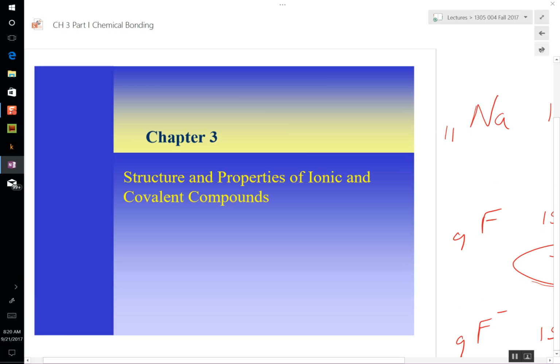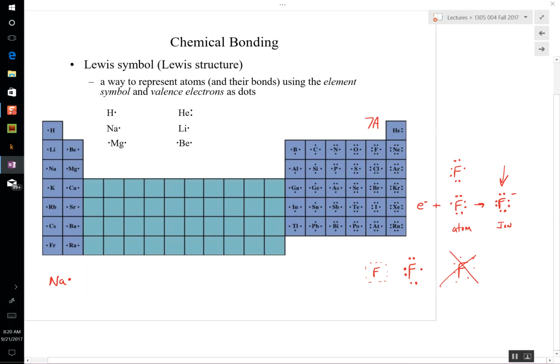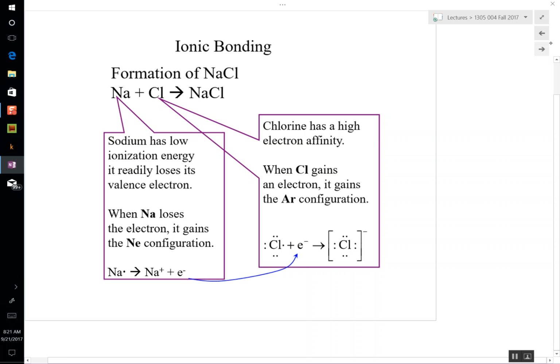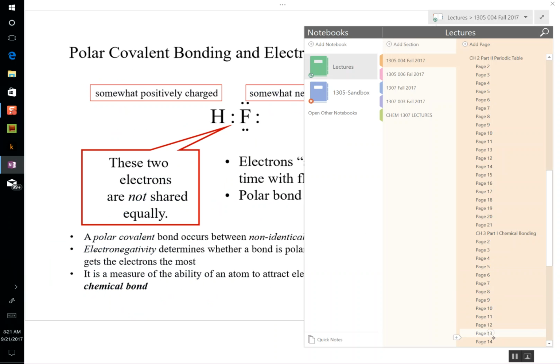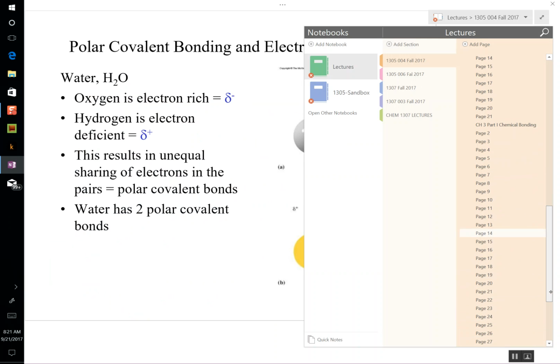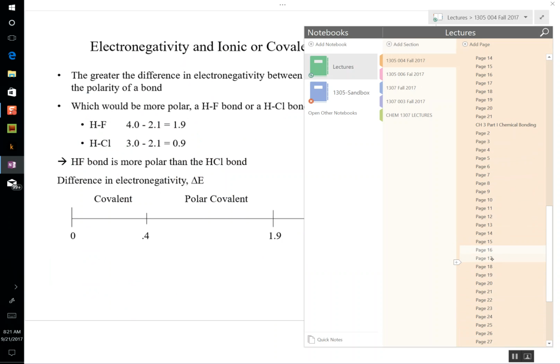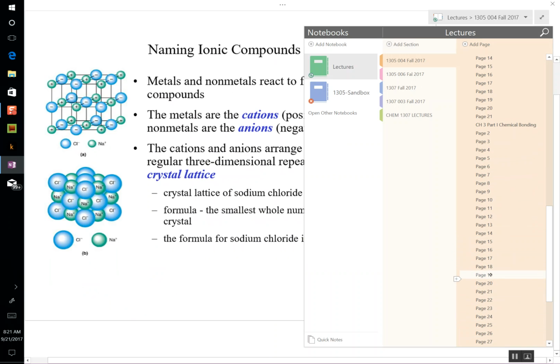And that brings us back to chapter 3 that we started on Tuesday. And I said start getting familiar with this. These are electron dot diagrams. These are the valence electrons. And then there was a slide here, probably about here. Okay, we'll get to it. There's a lot of slides here.